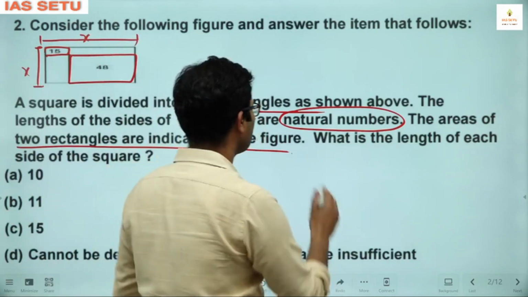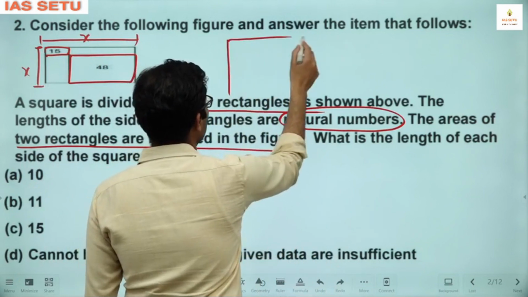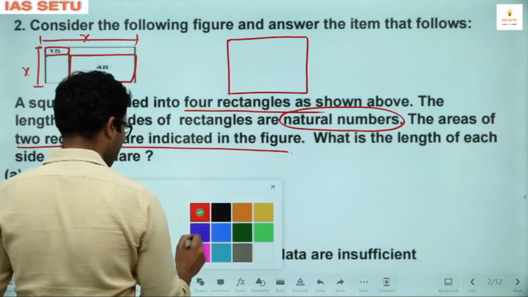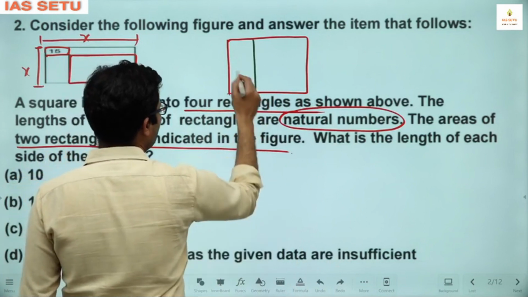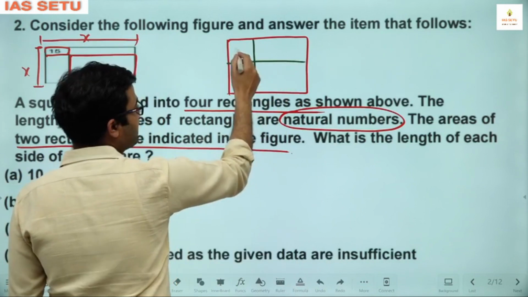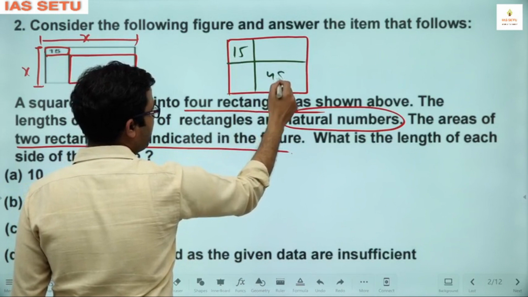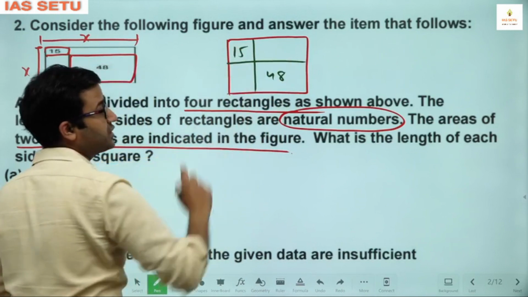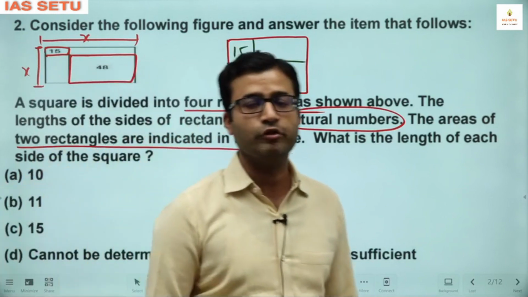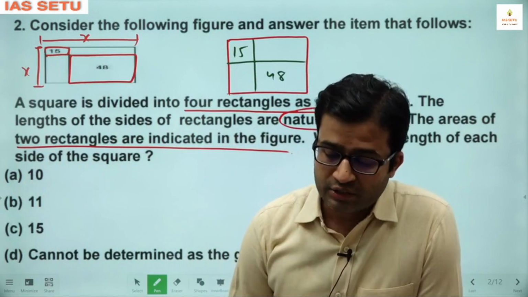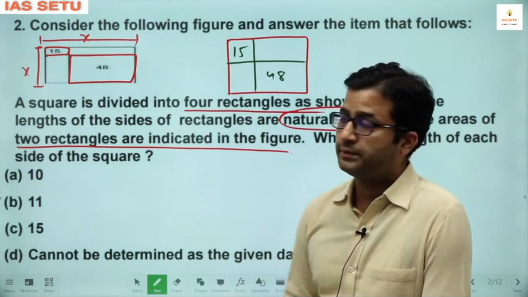Actually, I explained the question. We have taken one square. After that, we have divided it into 4 parts, 4 rectangles. This rectangle has area 15. This rectangle has area 48. It is asked what is the length of the side of the square. And the sides of the rectangles are natural numbers.